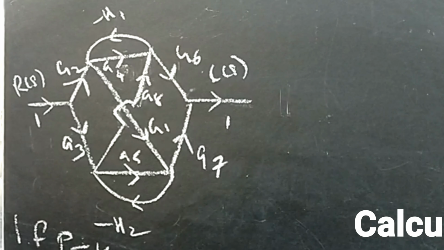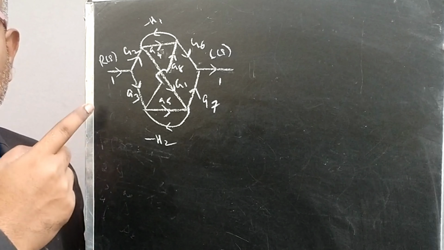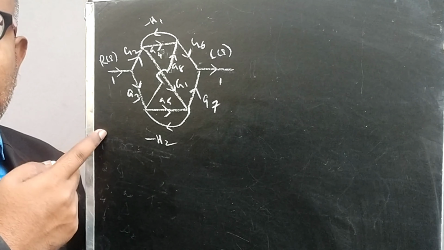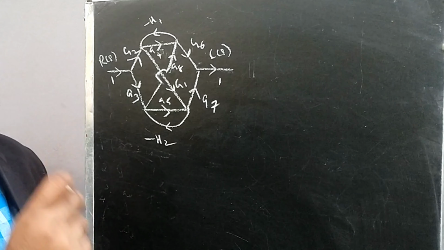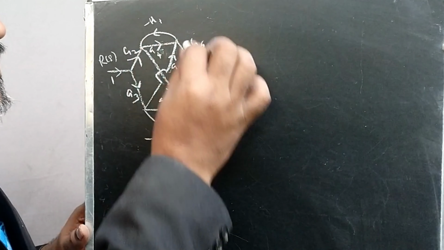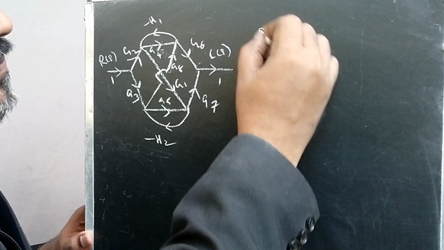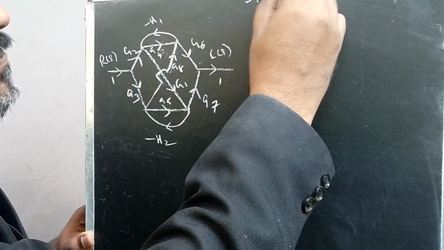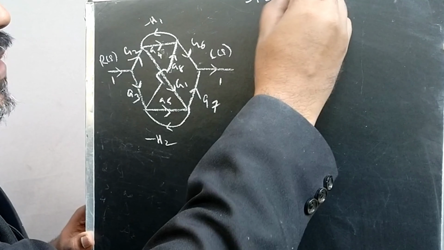In the first step, we are supposed to determine the forward paths. I already told you determination of forward paths is very important. According to that only your transfer function appears. If you miss any forward path, then the total transfer function collapses. So look clearly at how many forward paths there are. Here this is the first forward path. The first step is determination of forward paths. I am putting here: solution, step 1, forward path.